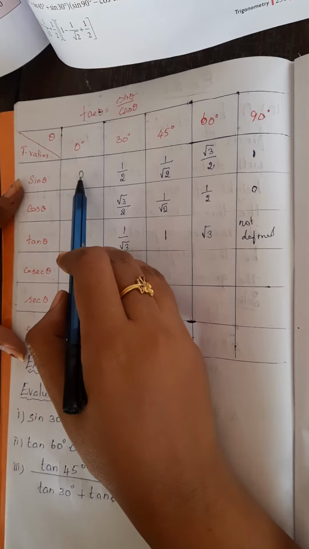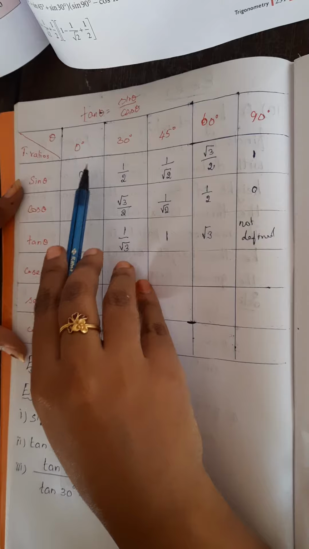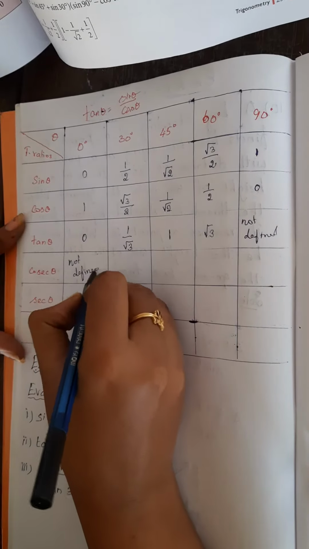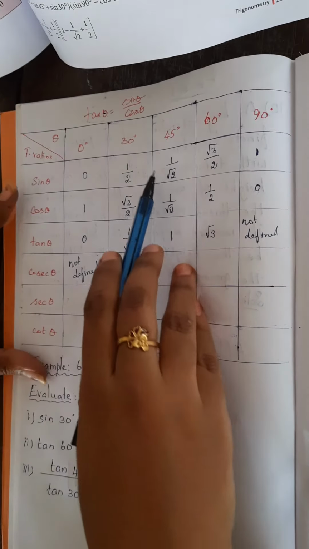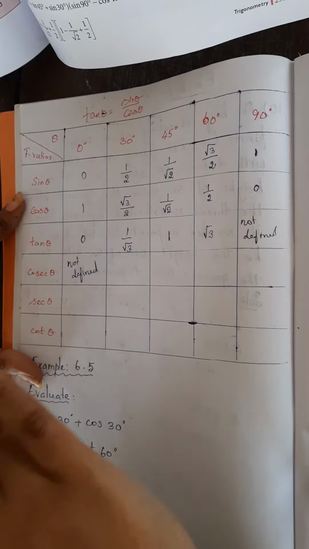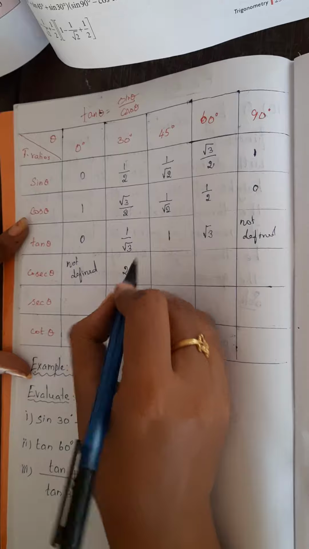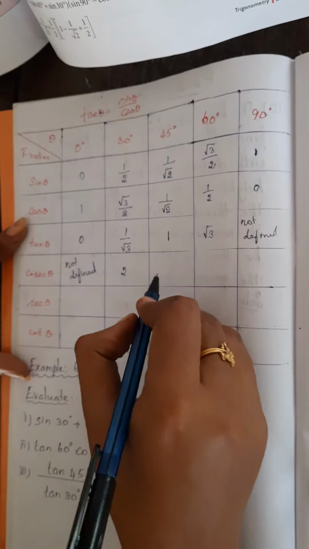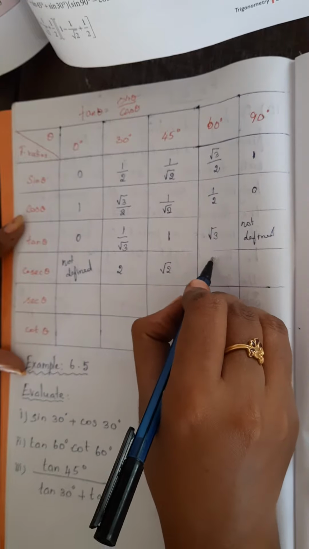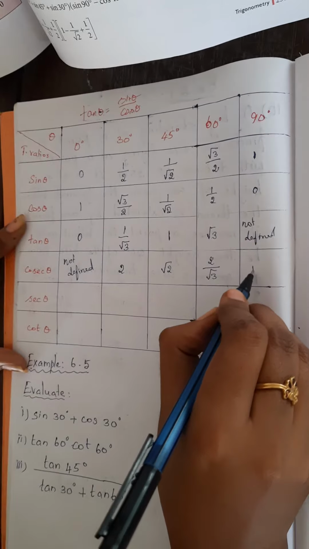1 by 0 is not defined. Otherwise, write the reciprocal of the sin theta values. Always it will be the reciprocal. Write the reciprocal of that. Reciprocal of 1 by 2 is 2. Reciprocal of 1 by root 2 is root 2. Reciprocal of root 3 by 2 is 2 by root 3. Reciprocal of 1 is 1.